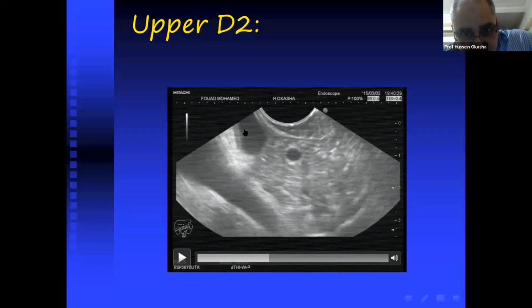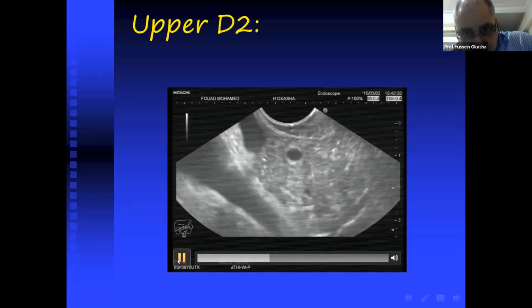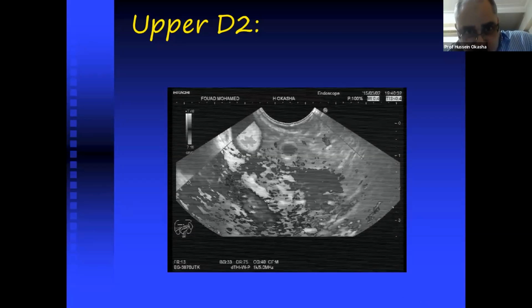This is the inferior vena cava. This is the aorta. This is the superior mesenteric artery. This is the superior mesenteric vein. And here the common bile duct will be very near to the echo endoscope. And here the pancreatic duct will be located always between the common bile duct and the mesenteric vessels. Okay, this is a very nice view seen from the upper second part of the duodenum.